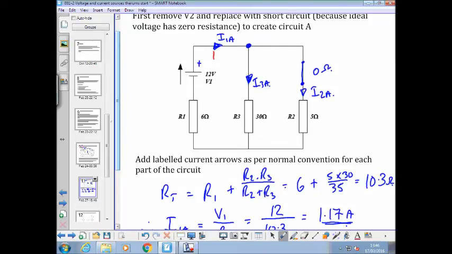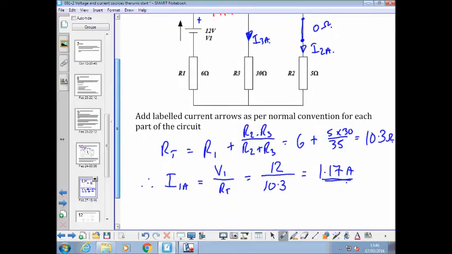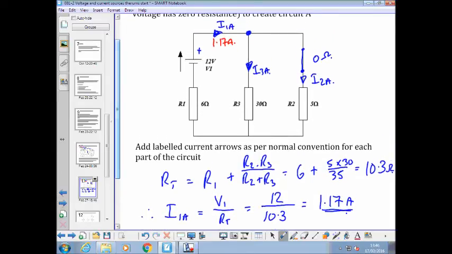1.17 amps. If I find this current, I can then find that one, can't I? Or if I find that one, I can find the third one. So how am I going to find one of those other currents? How would you suggest I do it? Basic Ohm's law, really, isn't it? Because you've got your resistance and your supply voltage.